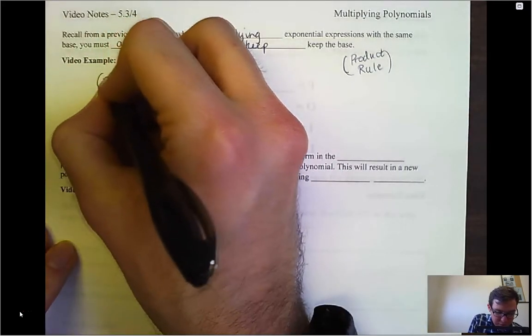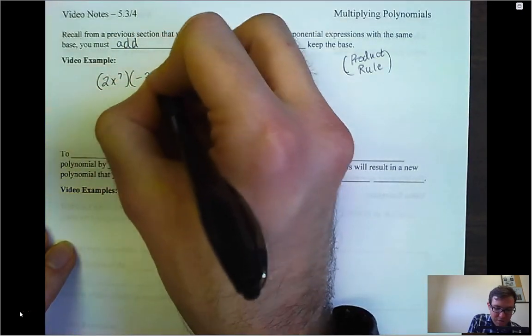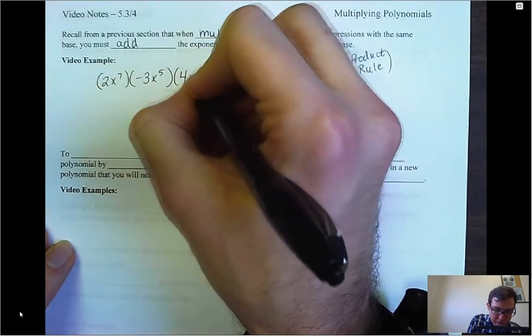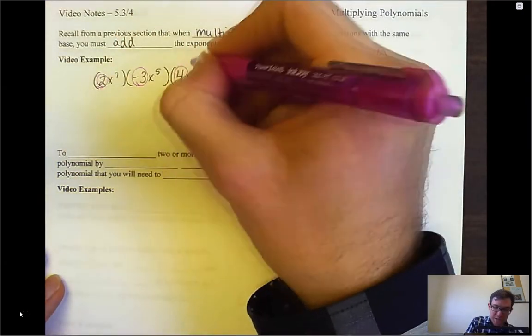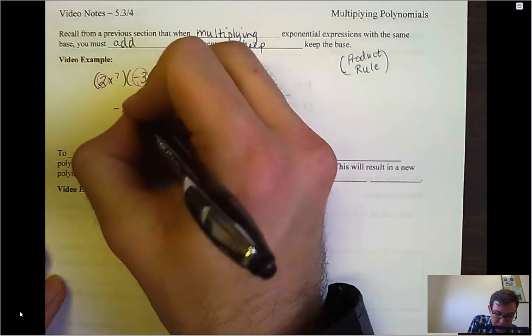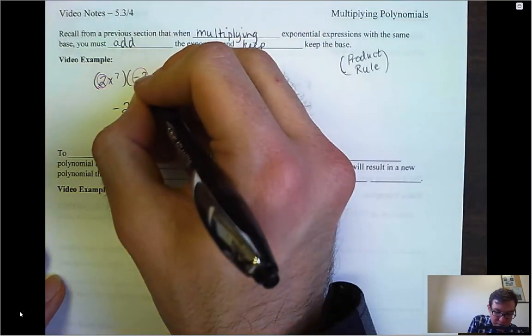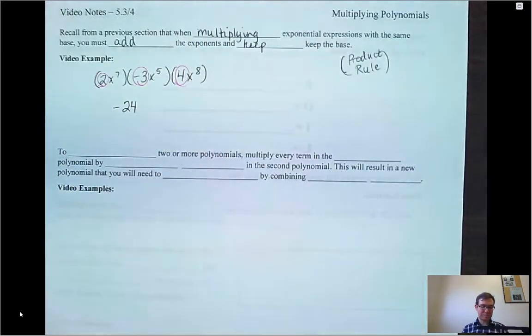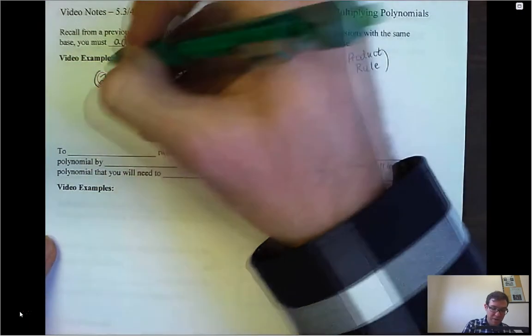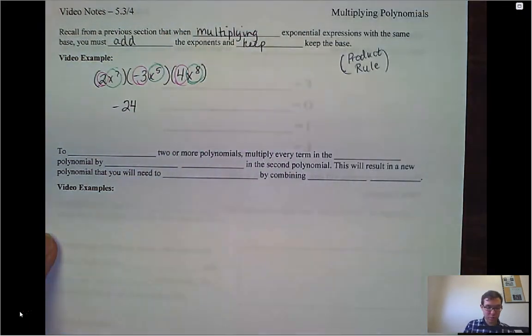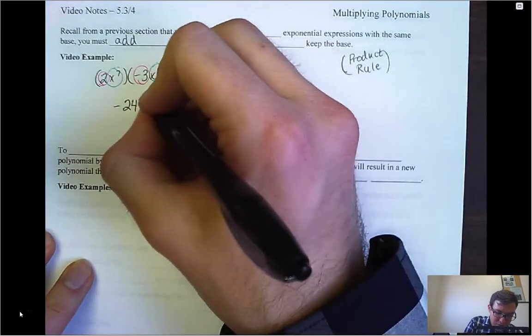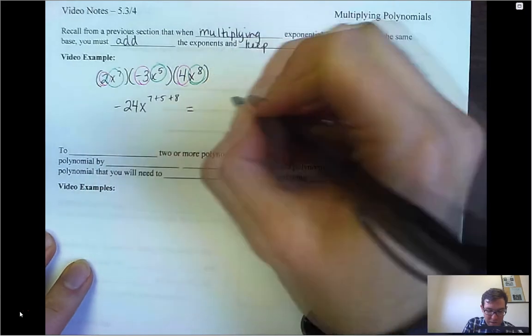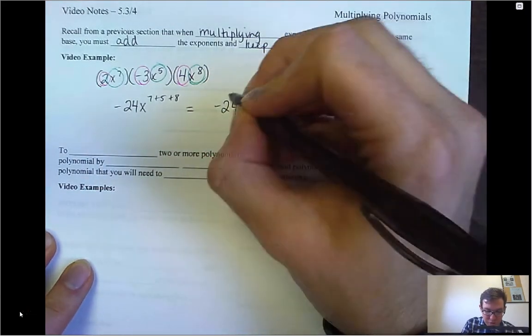Let's do 2x to the 7th times negative 3x to the 5th times 4x to the 8th. To use the product rule, we multiply the numbers together: 2 times negative 3 times 4. 2 times negative 3 is negative 6, times 4 is negative 24. Then we add the exponents because they all have a base of x and keep the base. So the base remains x, and we have 7 plus 5 plus 8, which is 20. So this becomes negative 24x to the 20th.